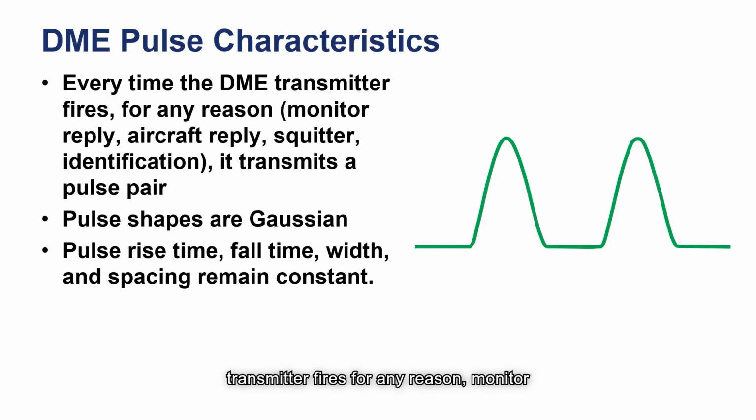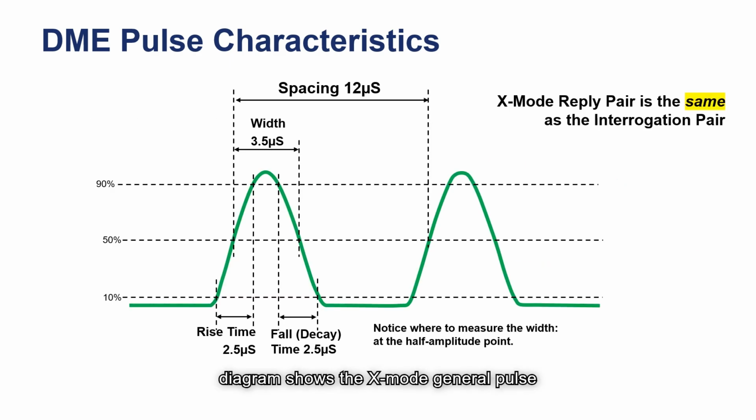Every time the DME transmitter fires, for any reason, monitor reply, aircraft reply, squitter, identification, it transmits a pulse pair. These pulse shapes are Gaussian. The pulse rise time, fall time, and their width and spacing will remain constant. This diagram shows the X-mode general pulse characteristics.